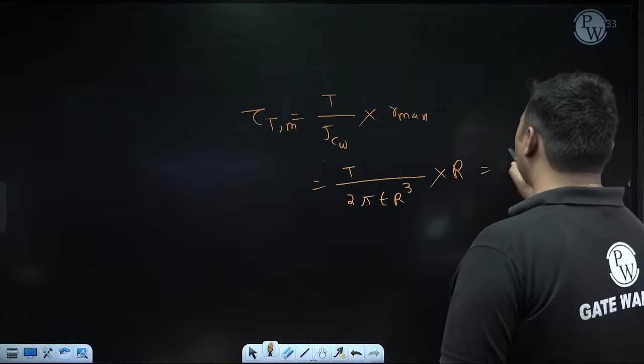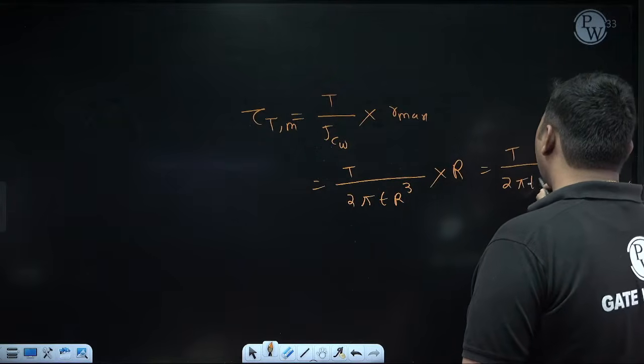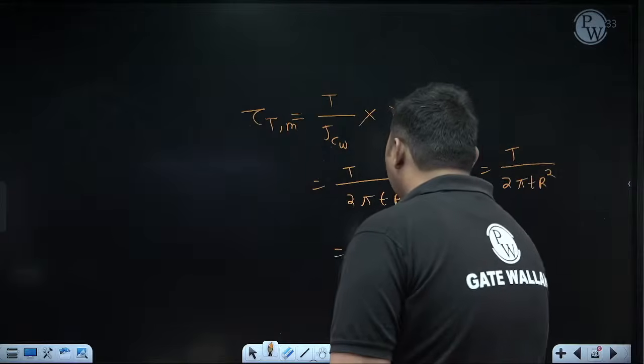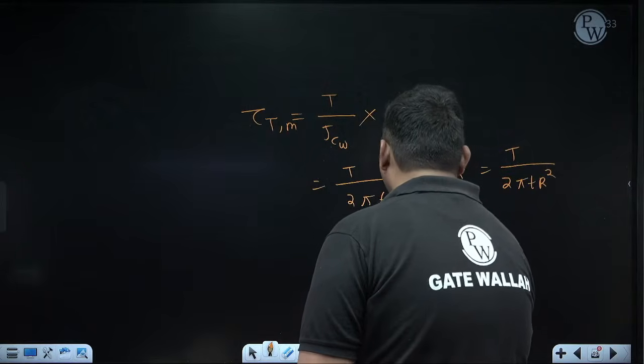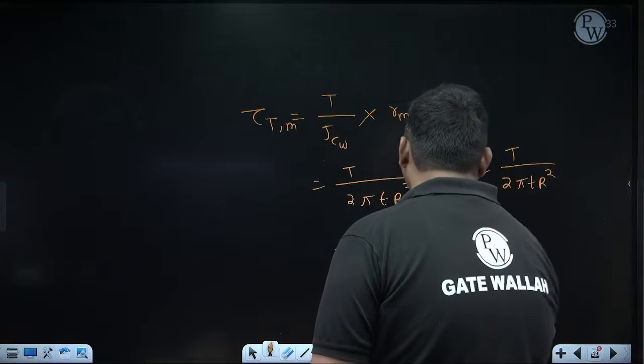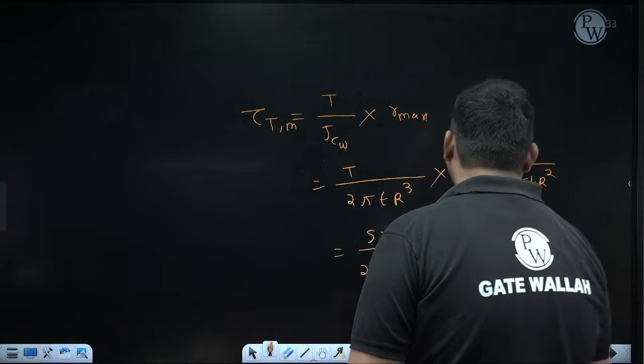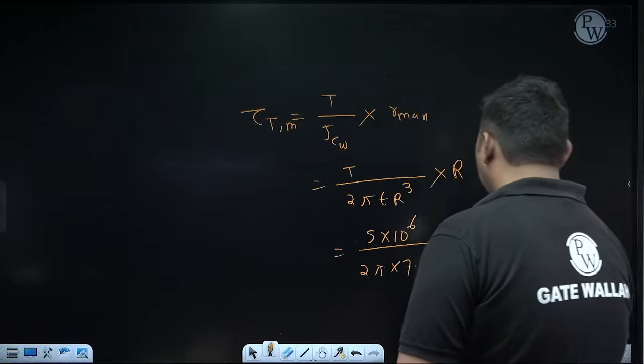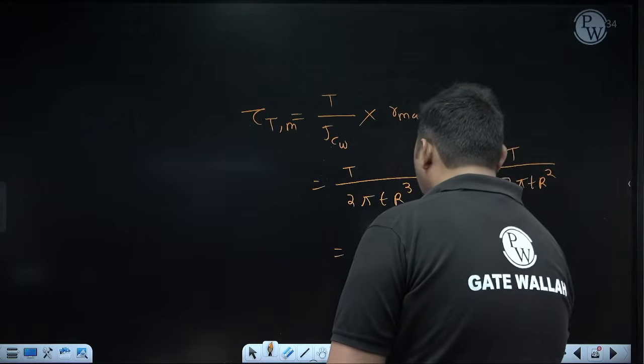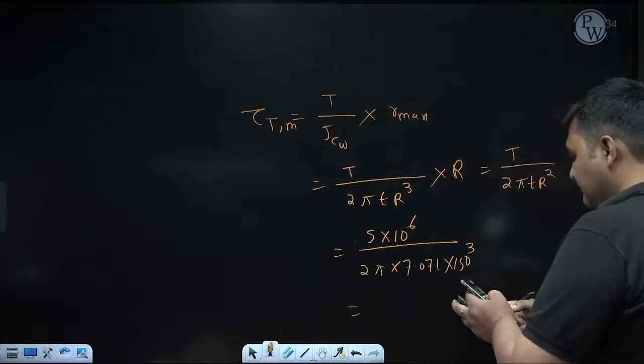One r will get cancelled, so it will be T upon 2 pi t r square. Now T is the torsion moment, which is 5 into 10 to the 6 newton mm, upon 2 pi into t, which is 7.071, into r square. r is 150, so 150 square. So how much maximum torsion shear stress is coming?